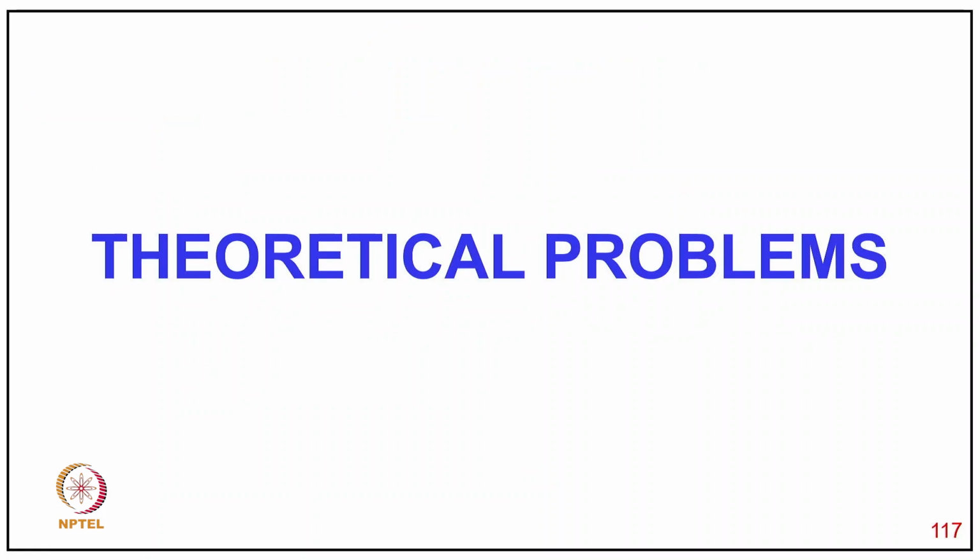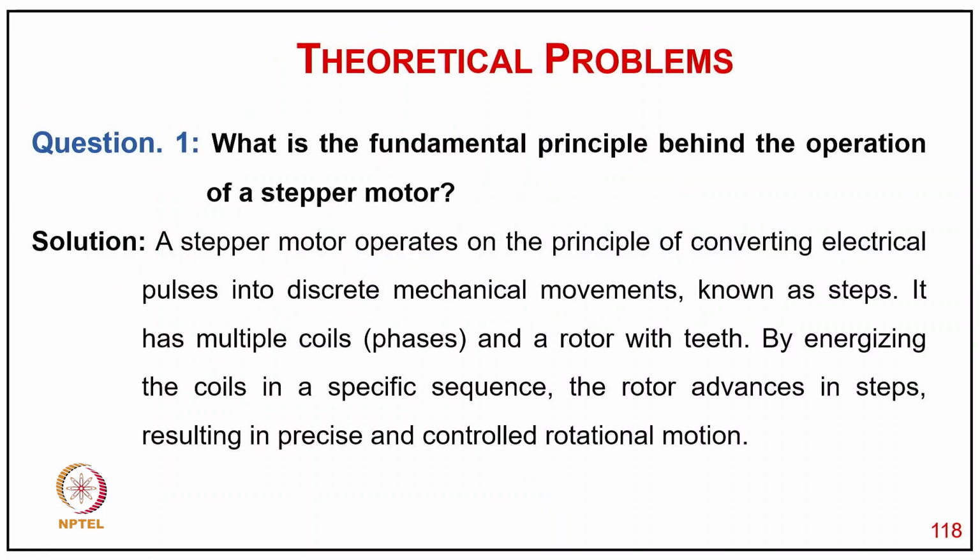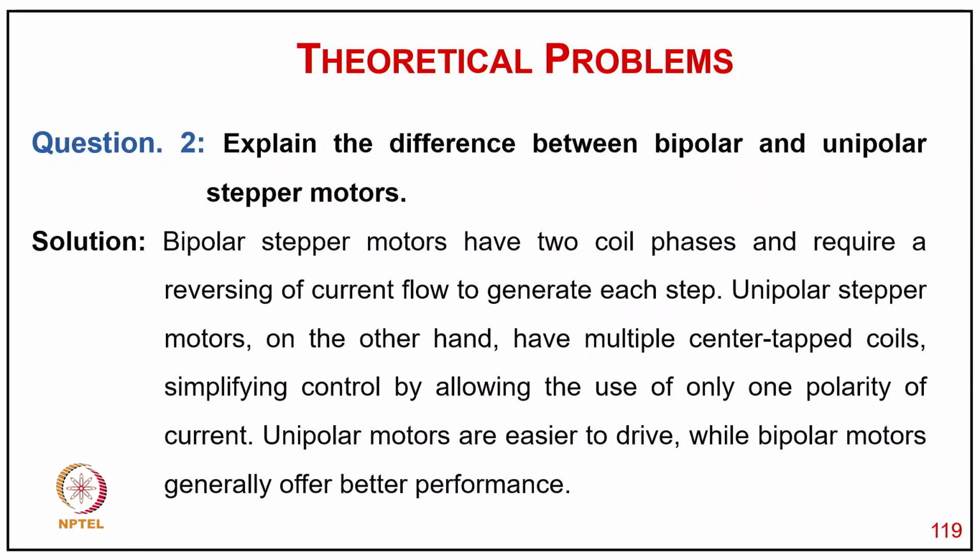Now coming to the theoretical problems. Question 1. What is the fundamental principle behind the operation of a stepper motor? A stepper motor operates on the principle of converting electrical pulses into discrete mechanical movements known as steps, and it has multiple coils and a rotor with teeth. By energizing the coils in a specific sequence, the rotor advances in steps, resulting in precise and controlled rotational motion.